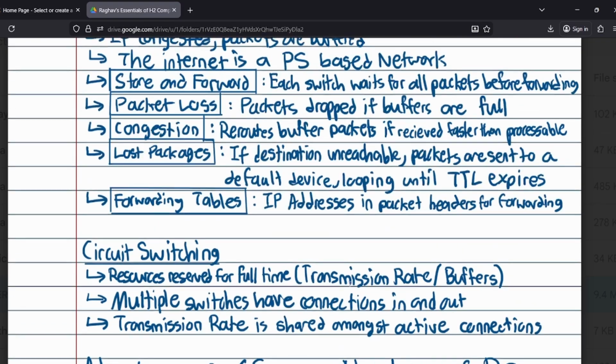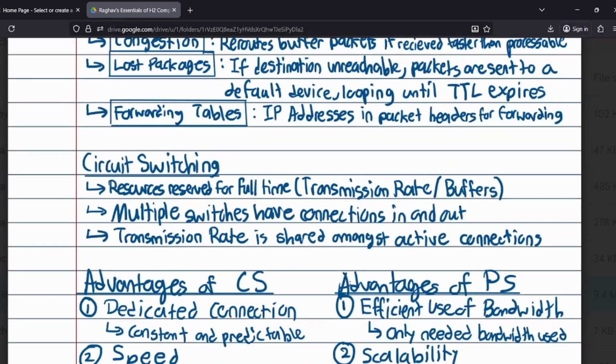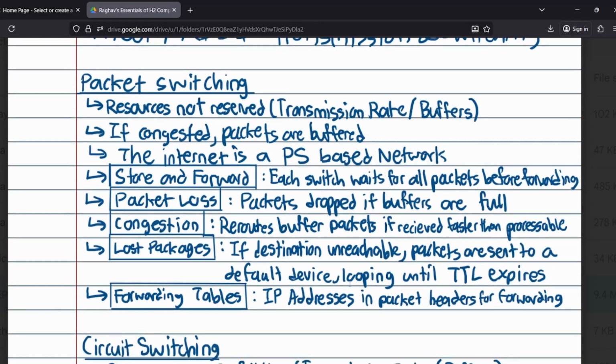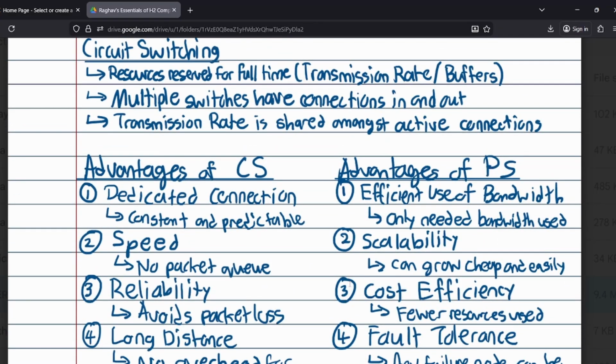Then we have circuit switching. Different from packet switching, by the way, in circuit switching, resources are reserved for the full duration, not just when it is needed. Multiple switches have connections in and out, and the transmission rate is shared amongst active connections.